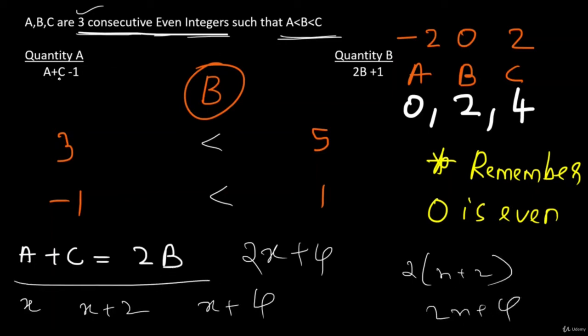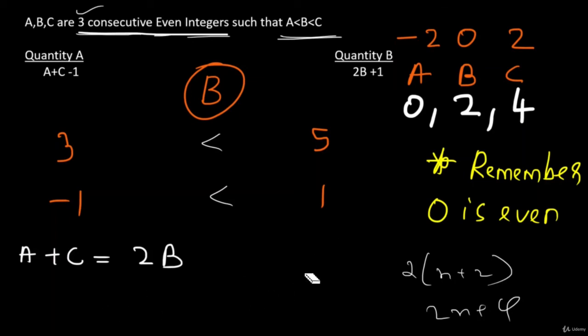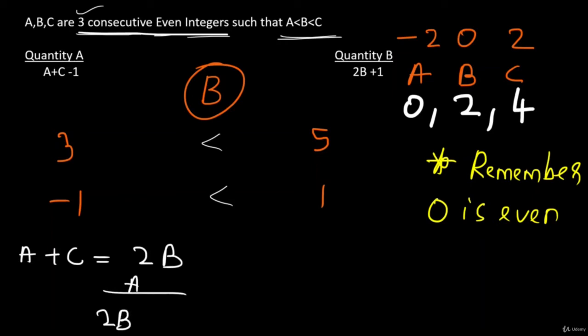So I can substitute 2B instead of A plus C. Let me make some space over here. Therefore, quantity A is nothing but 2B minus 1, right? Now, quantity B is 2B plus 1, and therefore, quantity B is greater than quantity A. If you have 2B minus 1 and 2B plus 1, definitely quantity B will be greater.